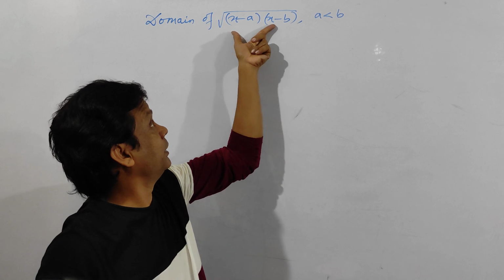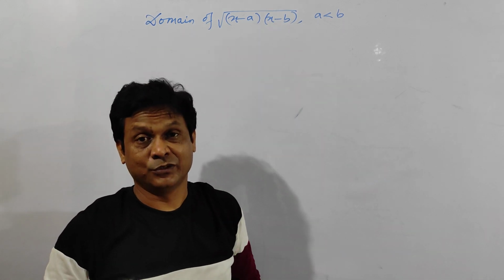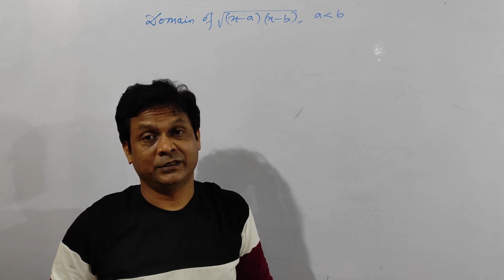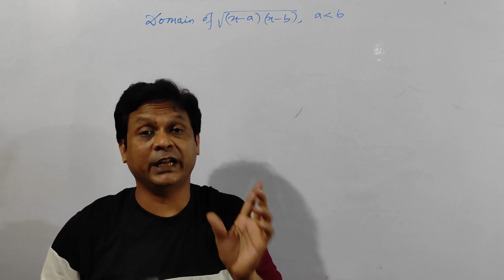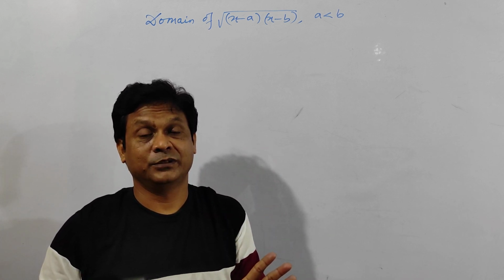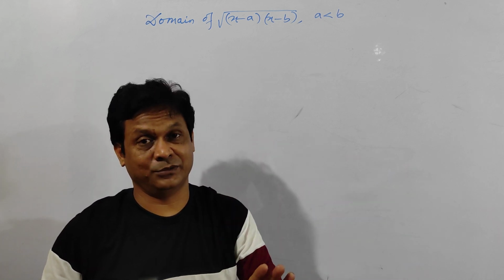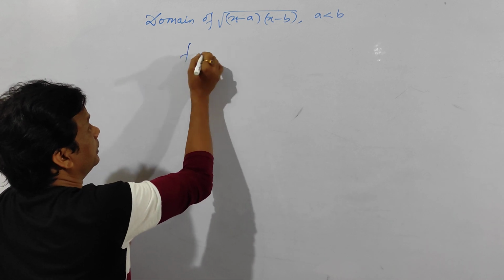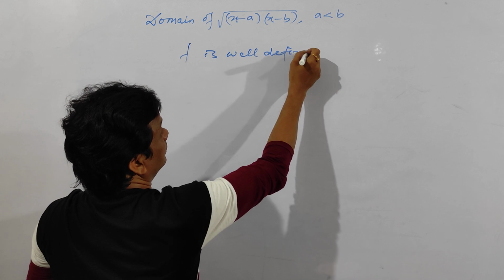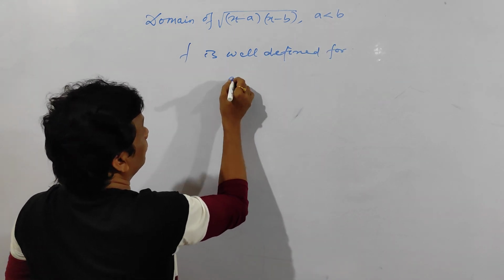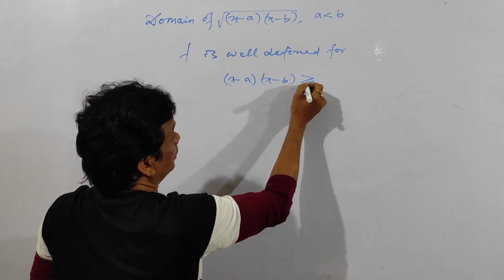I have already told you, if it is in the numerator and a square root is there, only the negative part is discarded, because the function cannot be negative. You should take only the positive and 0. Clear? So here f is well defined for (x minus a)(x minus b) greater than or equal to 0.